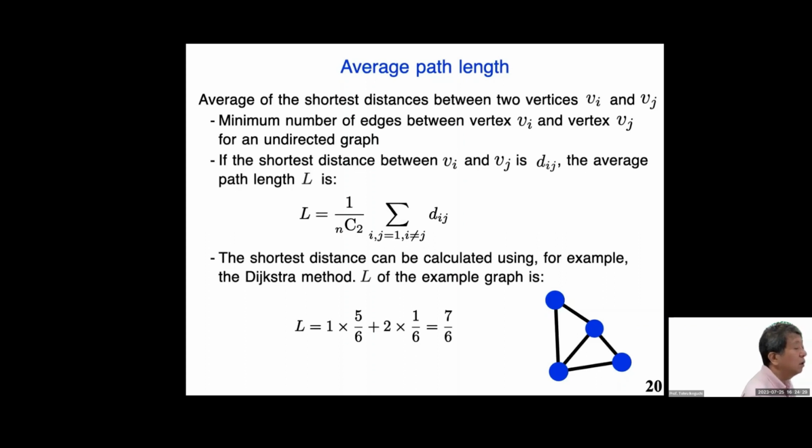Then, of course, the average path length between vertices can be easily calculated by, for example, the Dijkstra method. So in the case of a very simple example shown at the right, the average path length L is 7 divided by 6.